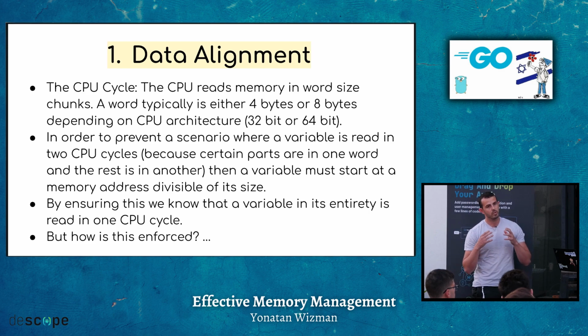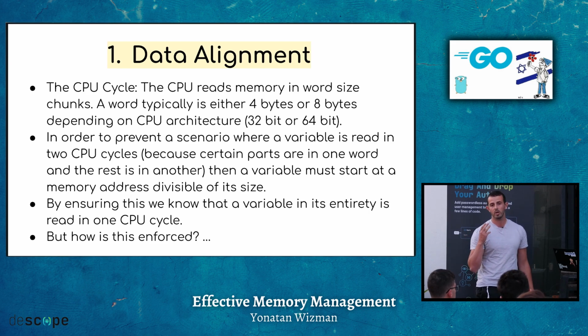Now, in order to read the entirety of the variable in one CPU cycle, we need to make sure that the data is aligned. The data being aligned means that the variable will be at a memory location, and memory locations are numeric. The memory location has to be divisible by the size of the variable. So say, for example, we have an int64, which is a size of 8 bytes. Then the int64 has to start from a location that is divisible by 8.